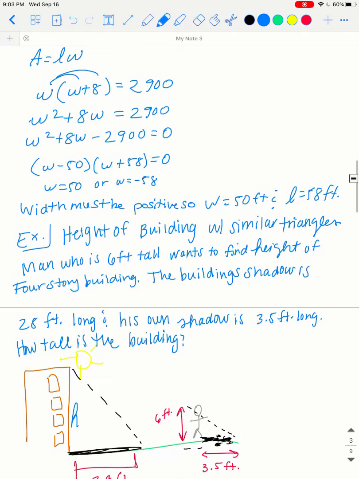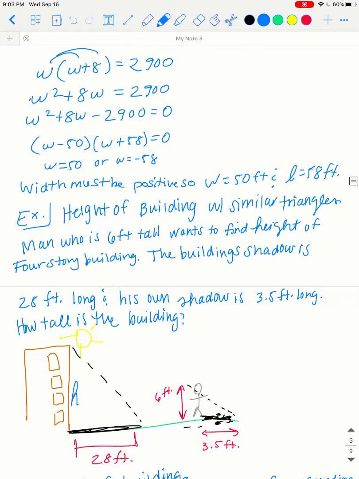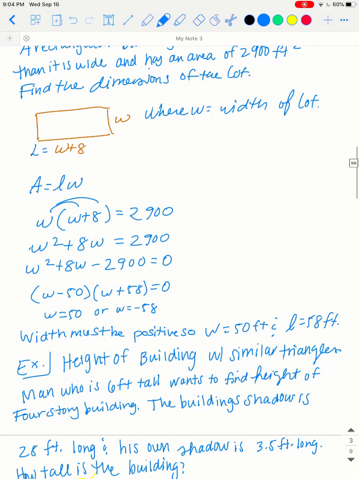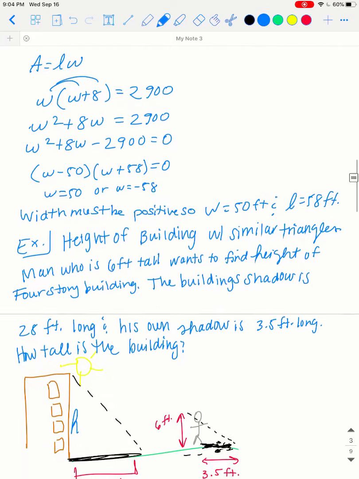We'll factor, and this is kind of a difficult one to factor, so I just have it (W minus 50)(W plus 58) equals 0. Therefore, W equals 50 or W equals negative 58. As width or measurements have to be positive, we can neglect W equals negative 58 because that's not a logical answer. So our width is 50 feet, and then we want the dimensions, so we also have to find the length. We know length was the width plus 8, so our length is 58 feet.